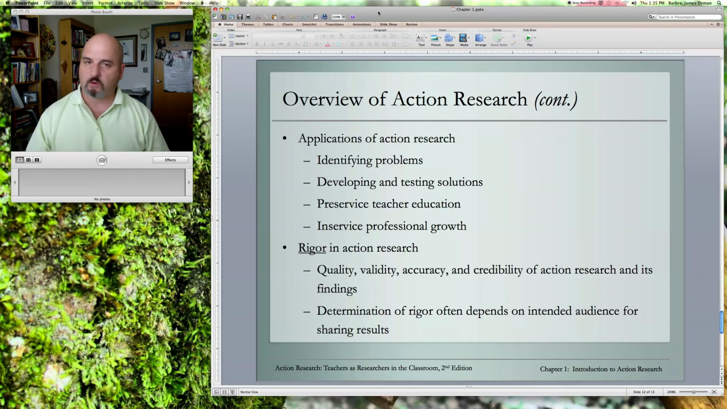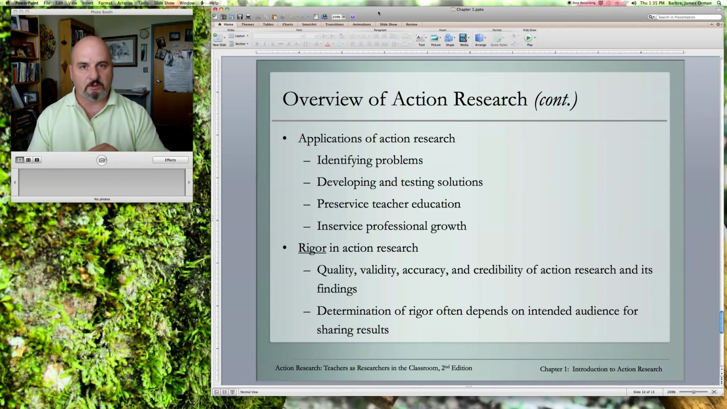In-service professional growth, I think that's a very natural feature of this. Now, one of the things with action research is it has to be sufficiently rigorous. That means that the data you collect have to focus on what you need to focus on. If they don't, you're just collecting a bunch of ramblings, and you're going to be trying to piece something together and it'll look like a poorly written case study.